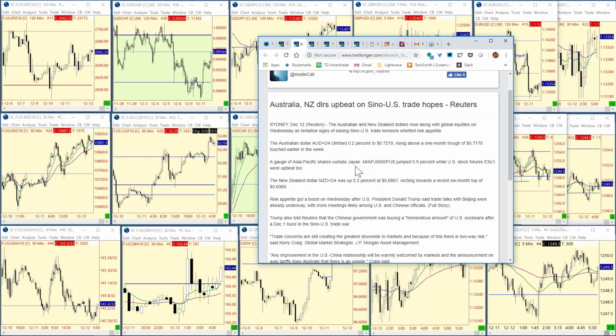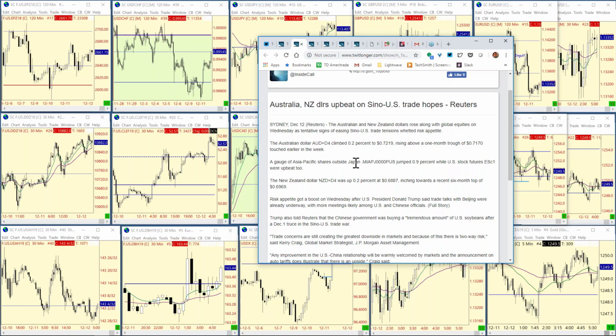Australian and New Zealand dollars upbeat on Sino-US trade hopes. The Australian and New Zealand dollars rose along with global equities on Wednesday as tentative signs of easing Sino-US trade tensions whetted risk appetite. A gauge of Asian Pacific shares outside of Japan jumped 0.9%, while U.S. stock futures were upbeat too. The New Zealand dollar was up 0.2% at 68.87, inching towards the recent 6-month top of 69.69.